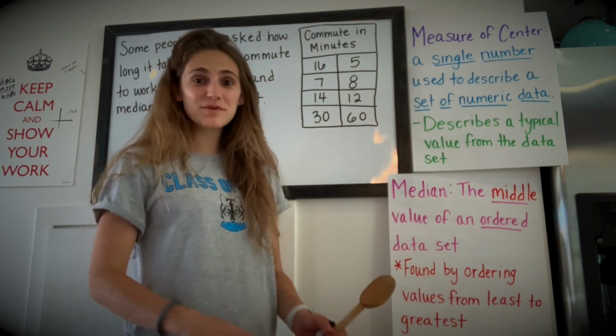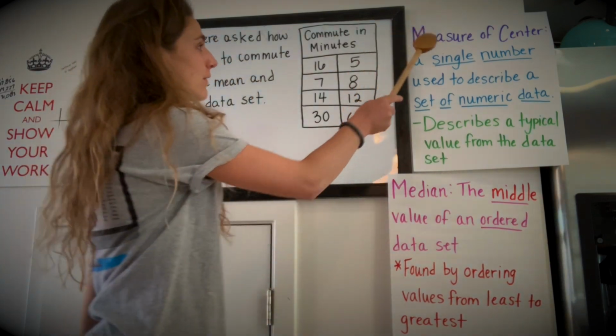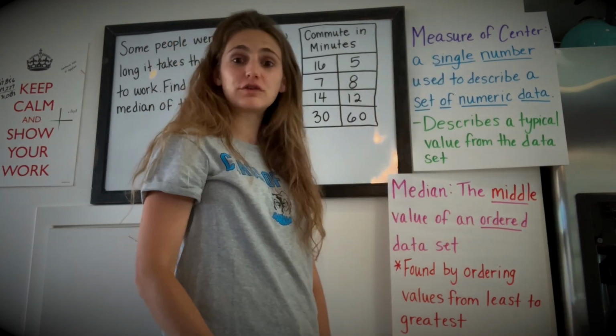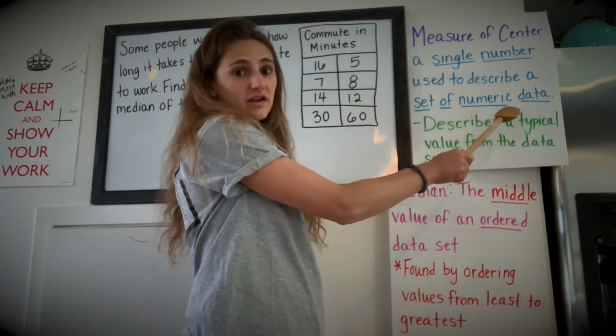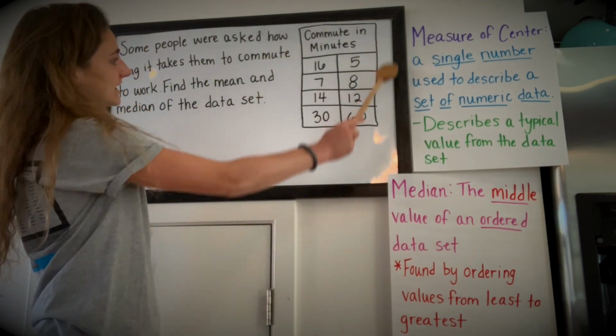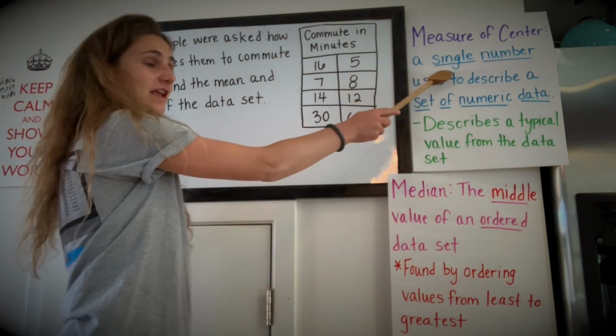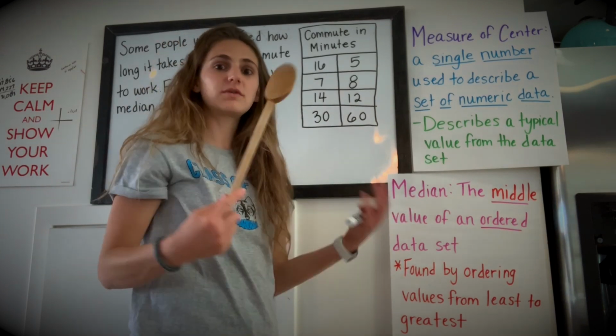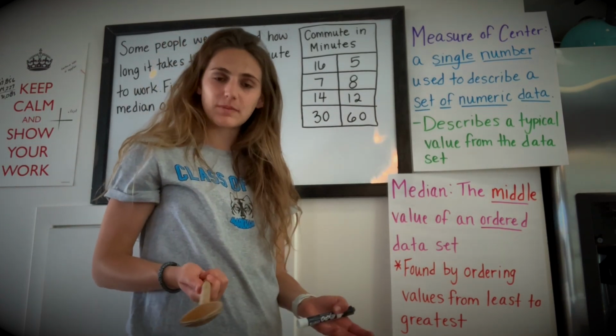Hey everybody, today we are going to continue talking about measures of center. Remember, a measure of center is a single number that's used to describe a set of numeric data. So today we're going to be looking at a data set, and the single number that we are going to use to describe it is the median. Yesterday we talked about the mean. Today we're going to talk about the median.